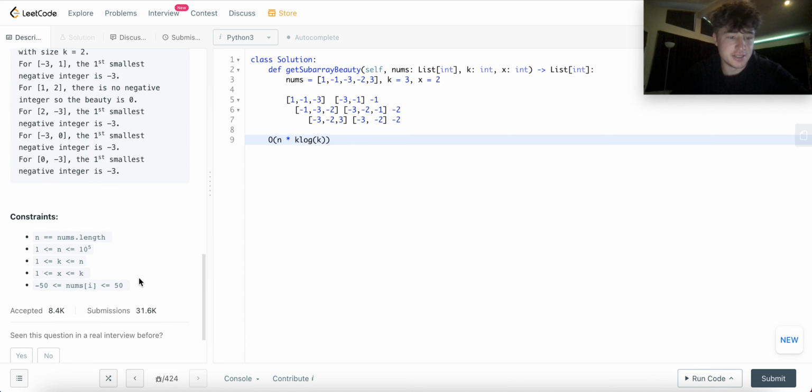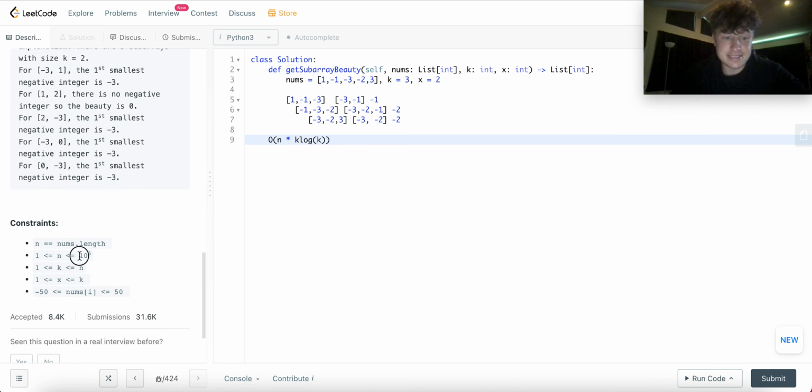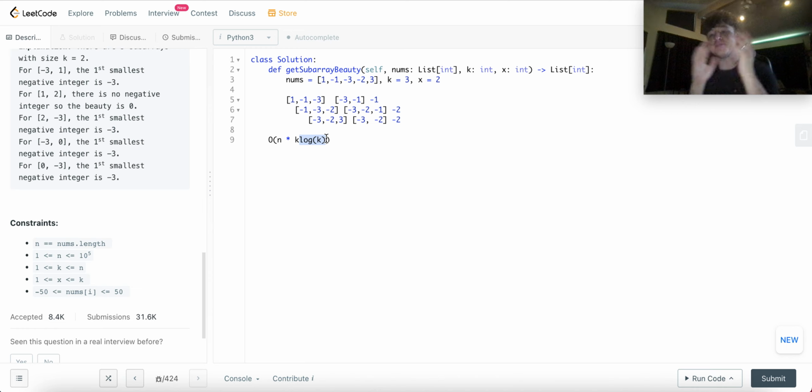Is that sufficient? Well, n is less than 10 to the 5, and k is less than or equal to n. So that's going to be 10 to the 5 times 10 to the 5 times log 10 to the 5, which is about 5. So that's 5 times 10 to the 5 times 10 to the 5, so that's 5 times 10 to the 10. That's going to far exceed the time limit.